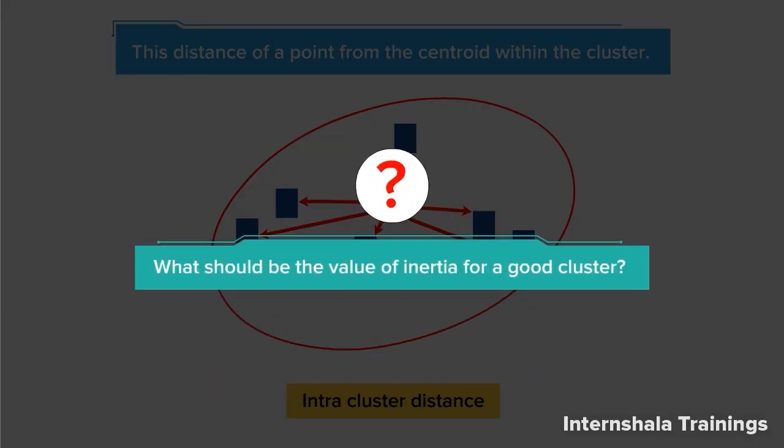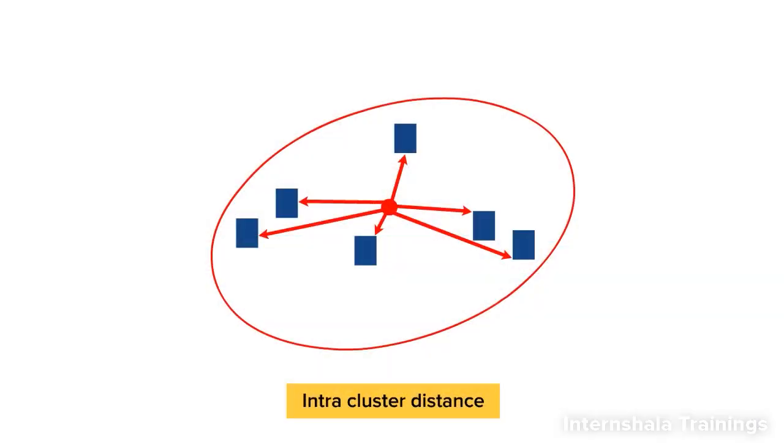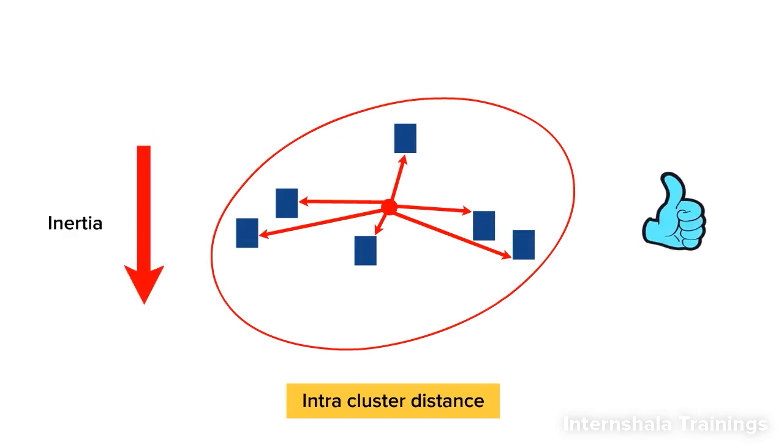Now what do you think should be the value of inertia for a good cluster? Small or large? By looking at this image again, we can say that lesser the inertia value, better our clusters are.